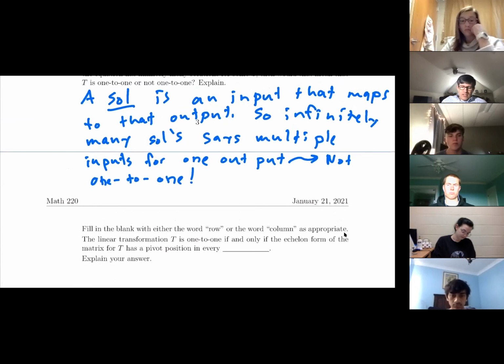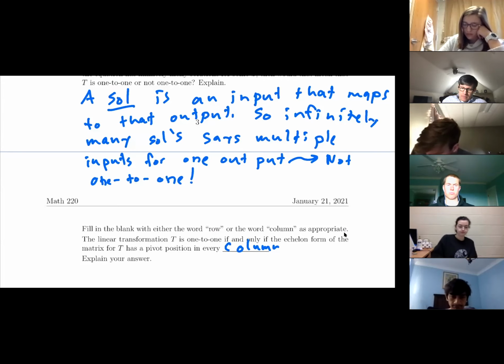So finally, it says fill in the blank with either the word row or the word column as appropriate. The linear transformation T is 1-to-1 if and only if the echelon form of the matrix for T has a pivot position in every. What should I write there? How do I tell if there's infinitely many solutions or not? It'd be column. Definitely column. All right, and let's write that down.